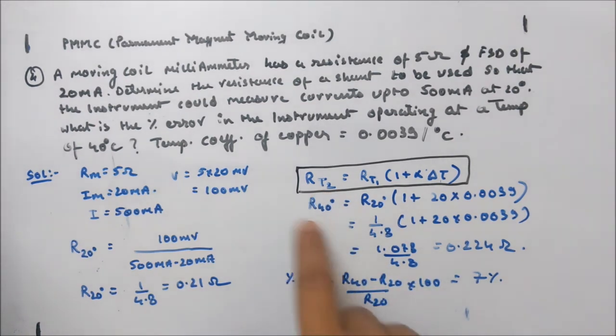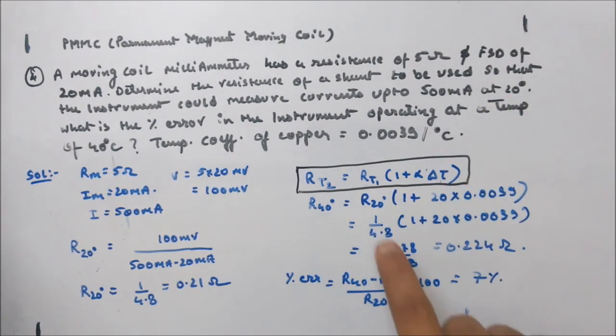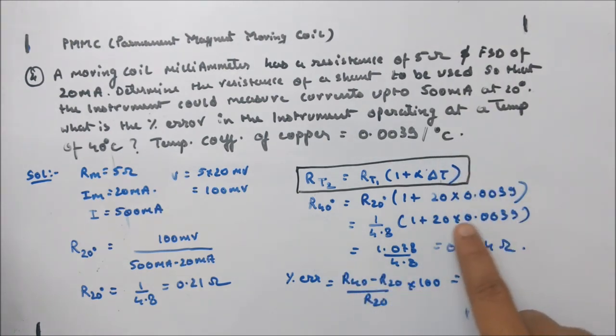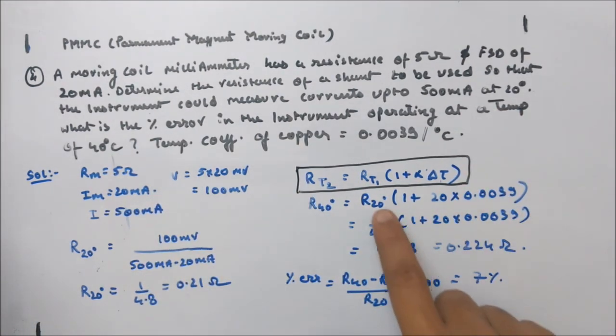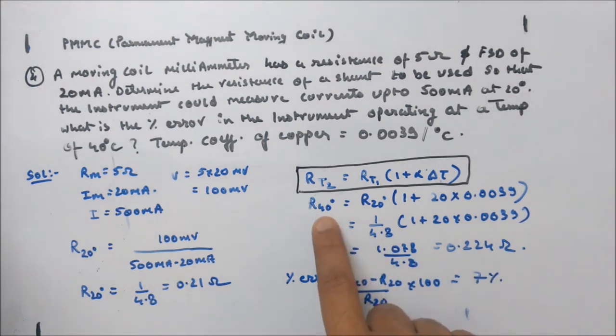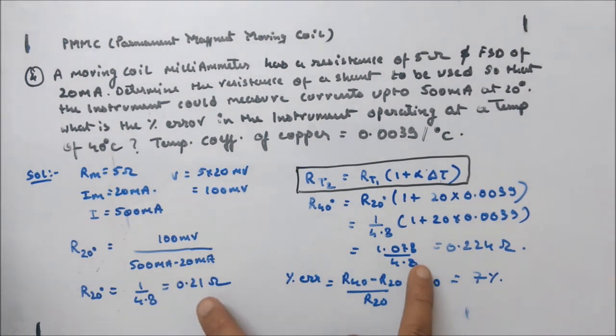So at T2 you have 40 degree, T1 is 20 degree, into 1 plus alpha, that is 0.0039 per degree Celsius. The difference should also be in degree Celsius, that is 40 minus 20, which comes out to be 20. If you plug the value, R20 is this, you will get 0.224 ohm, that is shunt resistance at 40 degree Celsius. Now you take the difference between these two, R40 minus R20 divided by R20 into 100, which comes out to be 7 percent. That is the percentage error. Okay, this is the new thing I wanted to mention here.